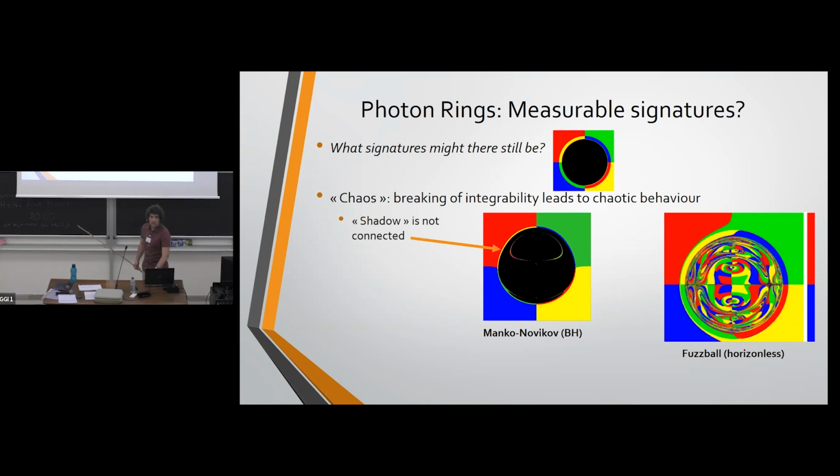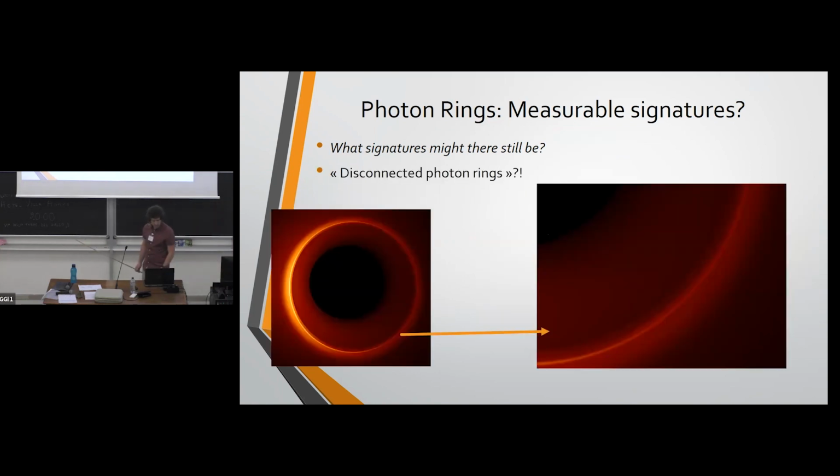Like I said, the boundary of this shadow, the critical curve, is where the photon rings approach. If my shadow is not some kind of connected curve anymore, then maybe it's not correct to think of the photon rings themselves as a nice connected curve either. So how might this show up? Well, let me just give you one idea.